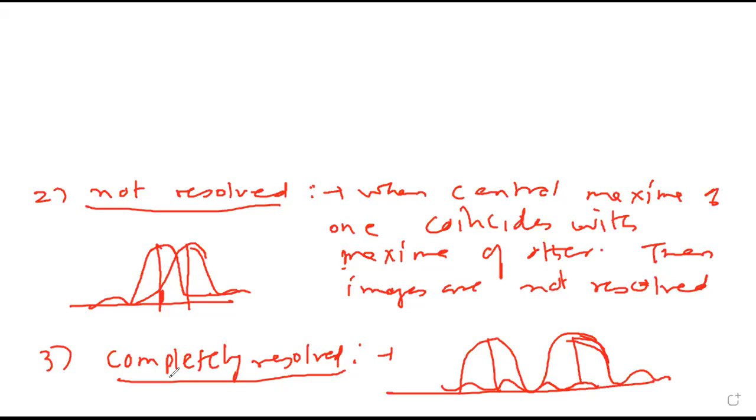Done, sir. Now coming to that numerical 62. Images to be just resolved when central maxima of one image is falling on the first minima of other. First itself is correct, na? Yes, sir. So 62 ka A is correct.